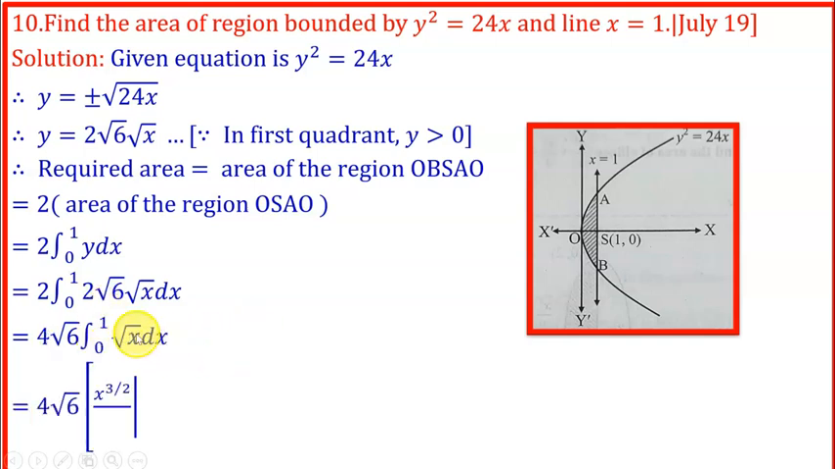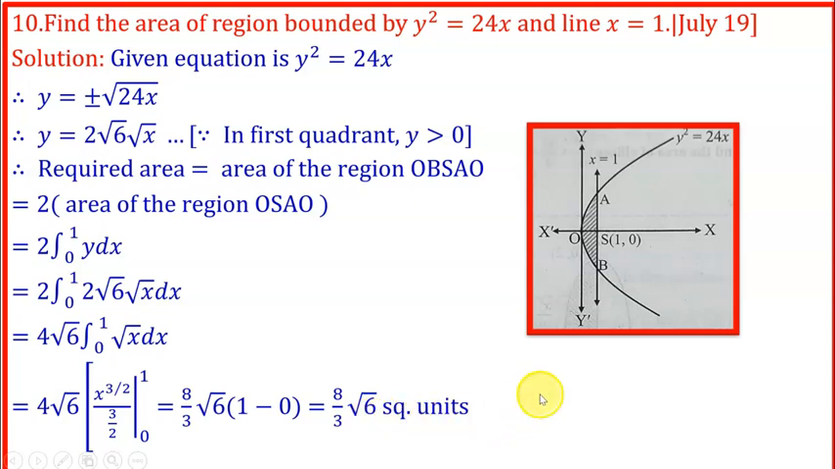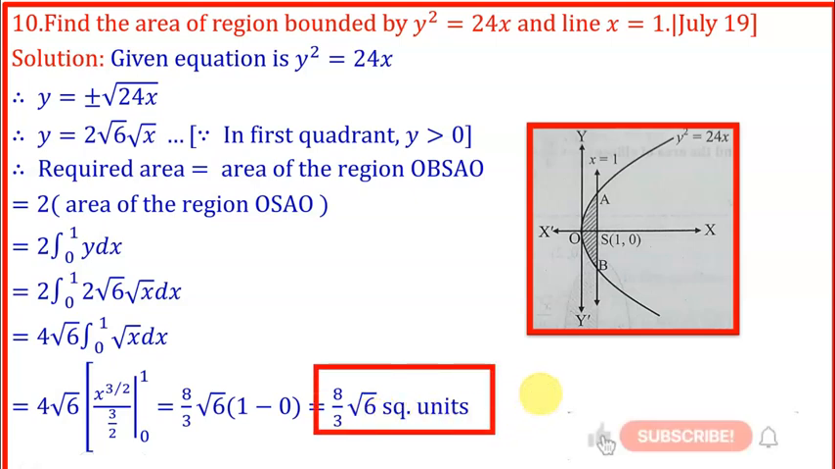Now the integral of root x is x raised to 3 by 2 upon 3 by 2. Lower limit is 0, upper limit is 1. Again, this 3 by 2 will become multiplied as a reciprocal. Then you will get here 4 into 2, 8, 8 upon 3 root 6, upper limit is 1, lower limit is 0. And after simplification, you will have here 8 upon 3 root 6 square unit. And this is the answer.